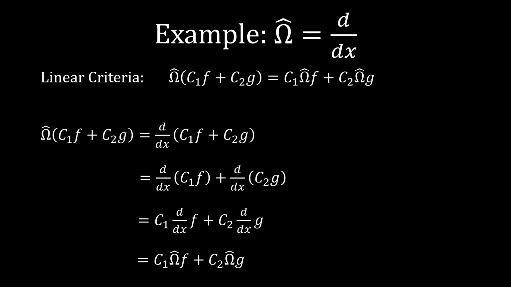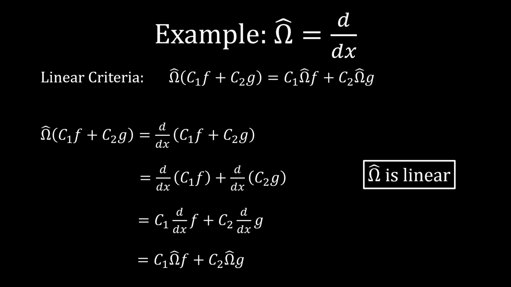So what we have found is that omega times c1f plus c2g is the same as c1 omega f plus c2 omega g. Since these were all equal signs and we didn't choose a particular function for f and g, we left them generic, we can safely say that the derivative is a linear operator.